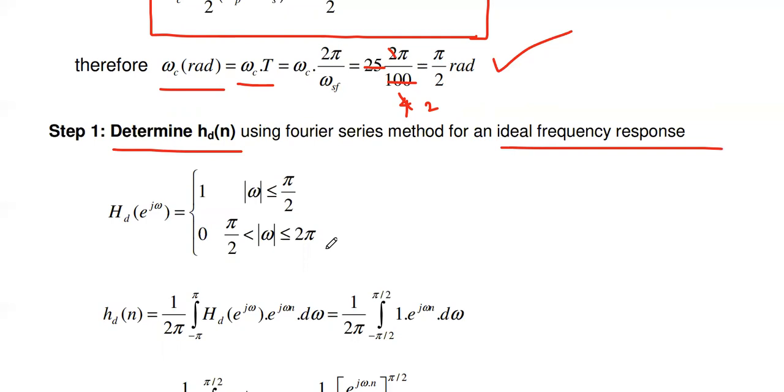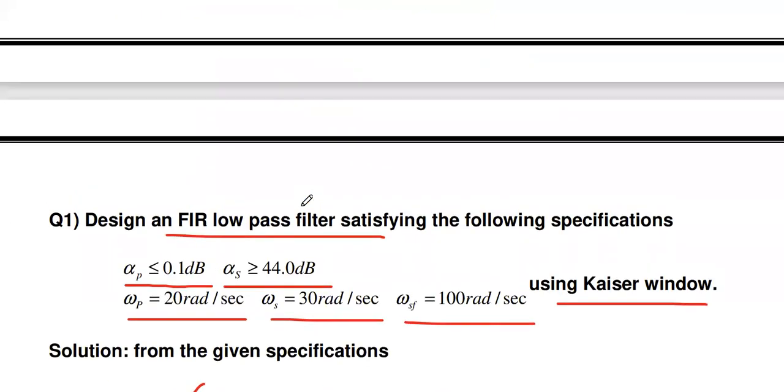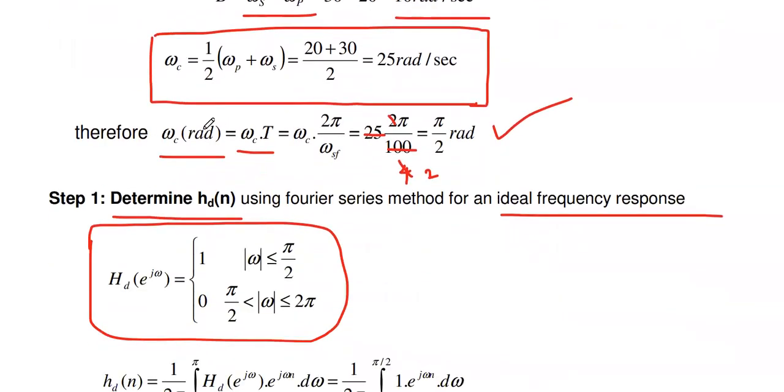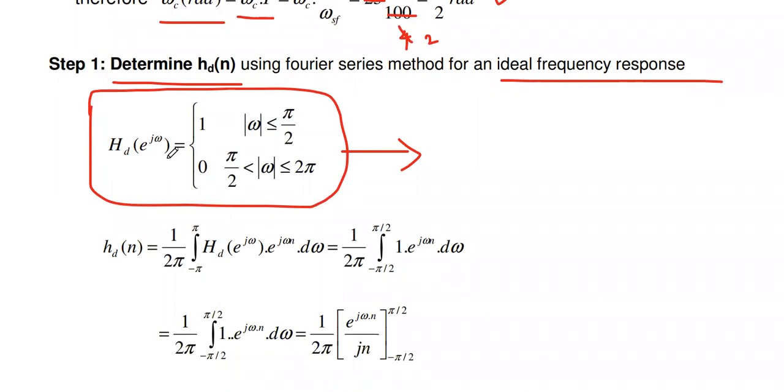In the previous problems in the Fourier series method and various windowing techniques, the specification was given in this format. But here in this Kaiser windowing problem, the design specification is not given like this. The data given is pass band ripple, stop band ripple, pass band frequency and stop band frequency. Using these frequencies you find the cutoff frequency, then write the ideal frequency response. So Hd of e power j omega is 1 for the modulus of omega less than or equal to pi by 2, and 0 otherwise.